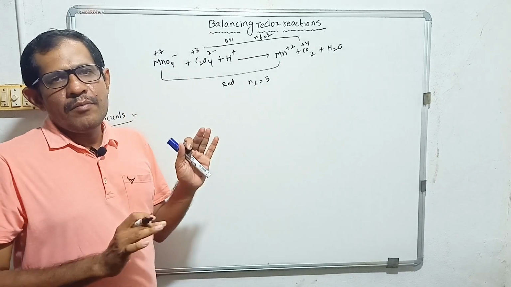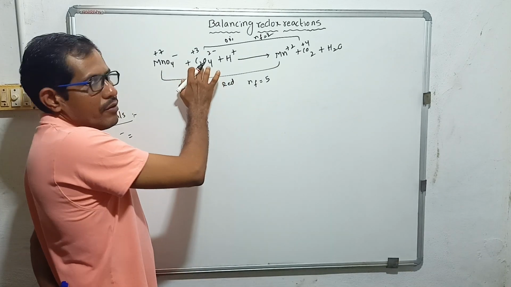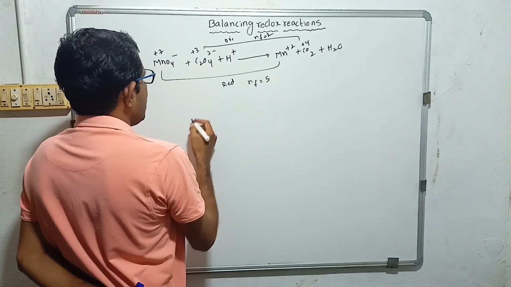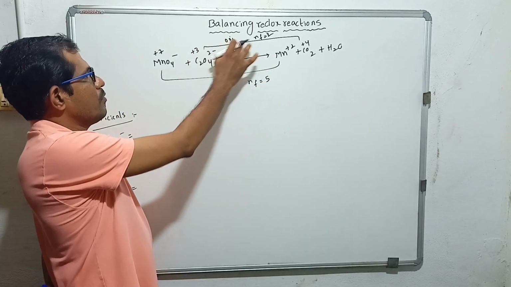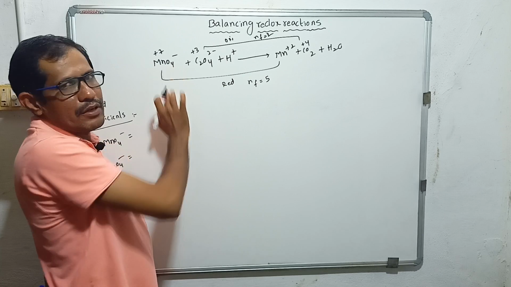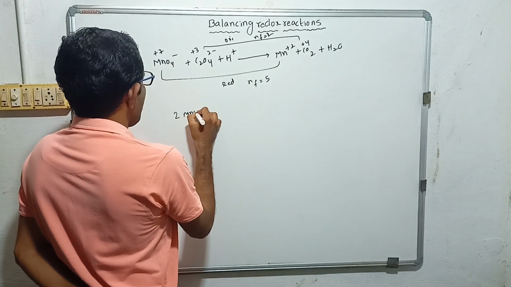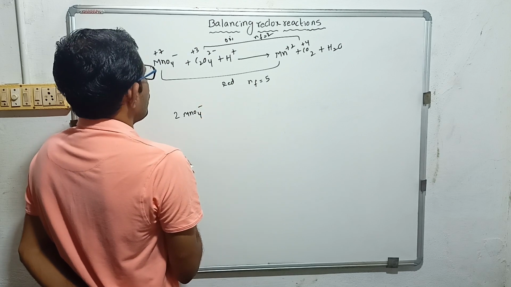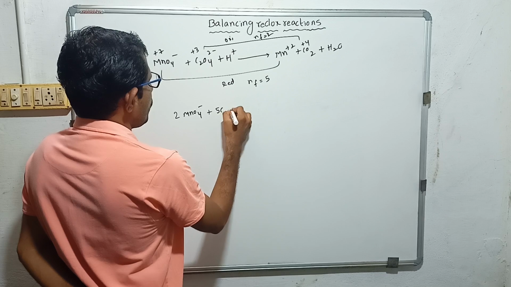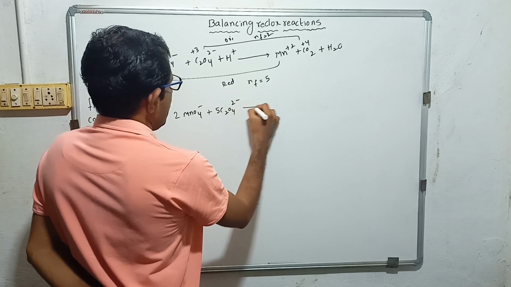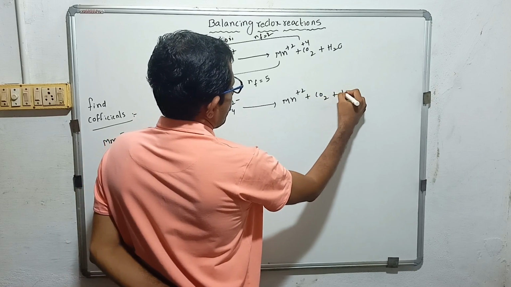Now we need to assign them oppositely. This 5 belongs to MnO4 minus, so I will give it to C2O4 2 minus. This 2 belongs to C2O4 2 minus, so I will give it to MnO4 minus. So I will write 2MnO4 minus plus 5C2O4 2 minus. Here it will come as Mn 2 plus, plus CO2, plus H2O.